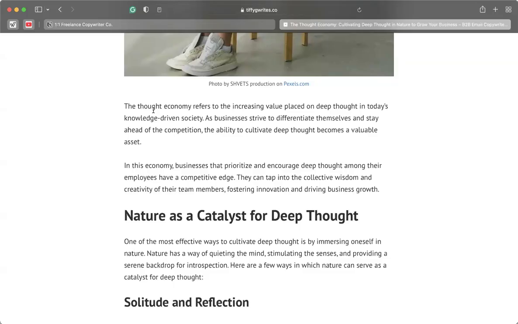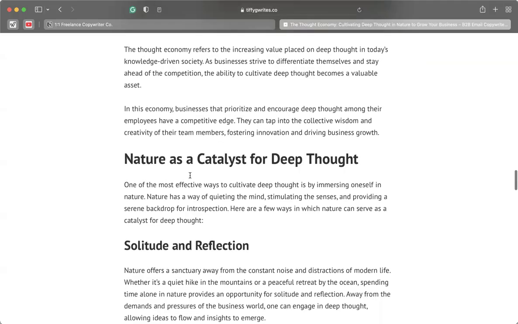As businesses strive to differentiate themselves and stay ahead of the competition, the ability to cultivate deep thought becomes a valuable asset. In this economy, businesses that prioritize and encourage deep thought among their employees have a competitive advantage. They can tap into the collective wisdom and creativity of their team members, fostering innovation and driving business growth.